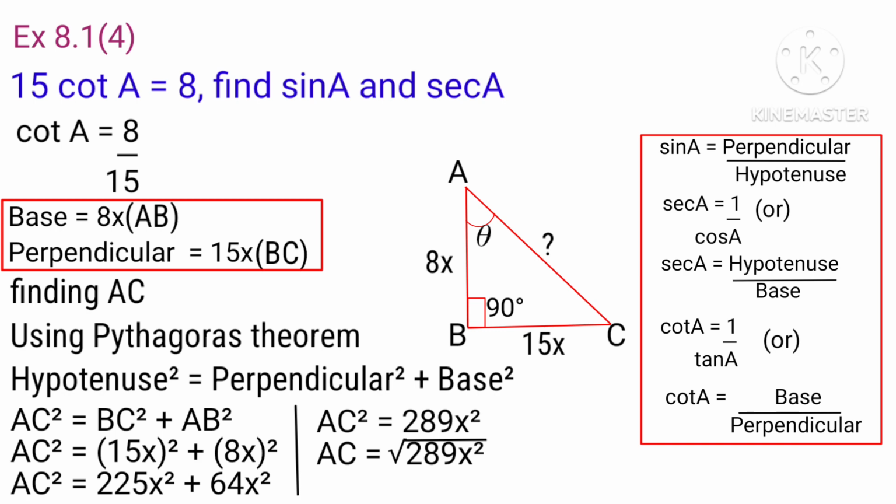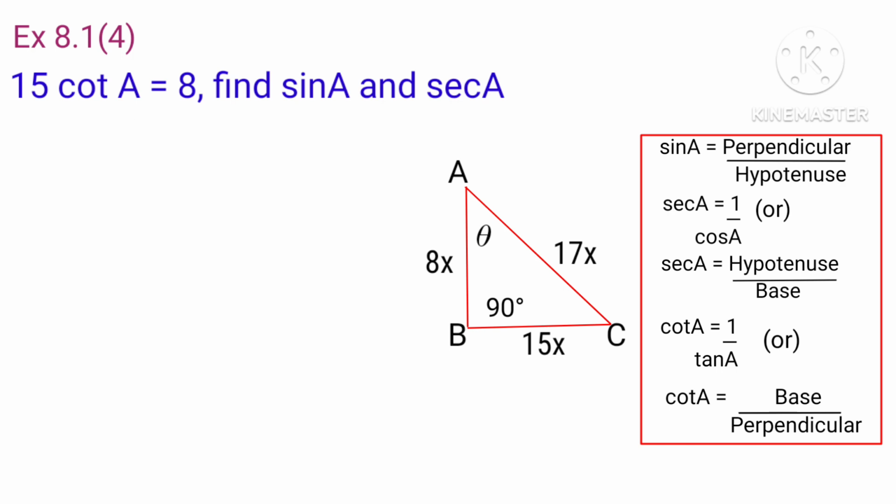That is AC is equal to, the square we have to put on the other side, so it will become square root. So square root of 289x square. So x square and the square root will get cancelled, and 289 is the square of 17. So AC is equal to 17x. That is, the hypotenuse side is 17x.